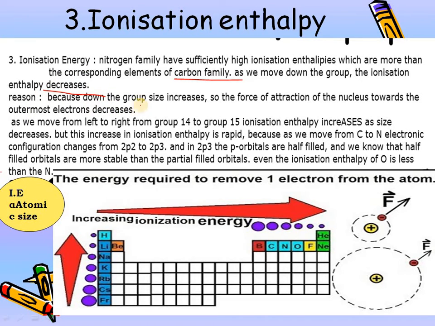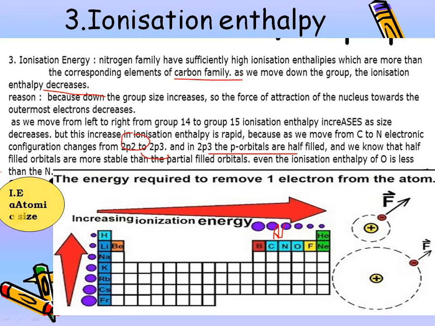The reason is that down the group size increases, so the force of attraction of the nucleus toward the outermost electron decreases. As we move from left to right, from group 14 to group 15, ionization enthalpy increases as size decreases. But this increase is rapid because as we move from carbon to nitrogen, the configuration changes from 2p2 to 2p3, and in 2p3 we have half-filled p orbitals. Half-filled p orbitals are more stable than partially filled p orbitals. Therefore, the ionization enthalpy increases rapidly from the carbon to the nitrogen family. I discussed this scenario in the last lecture also.